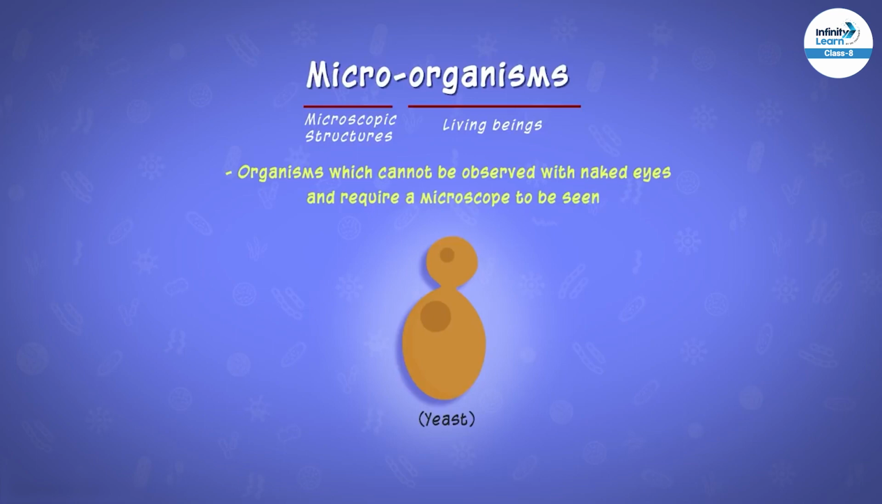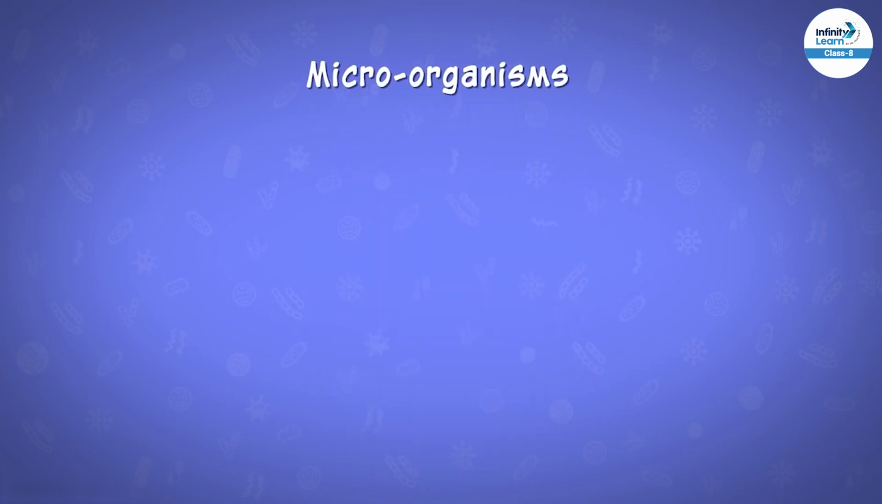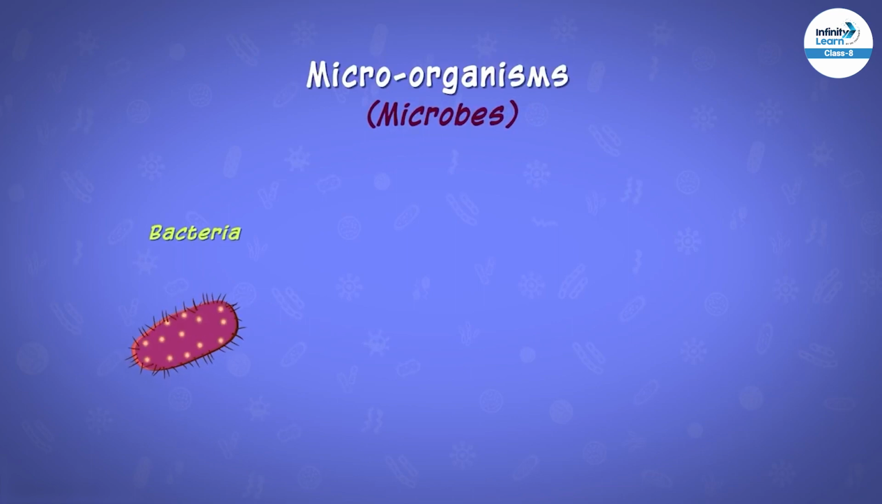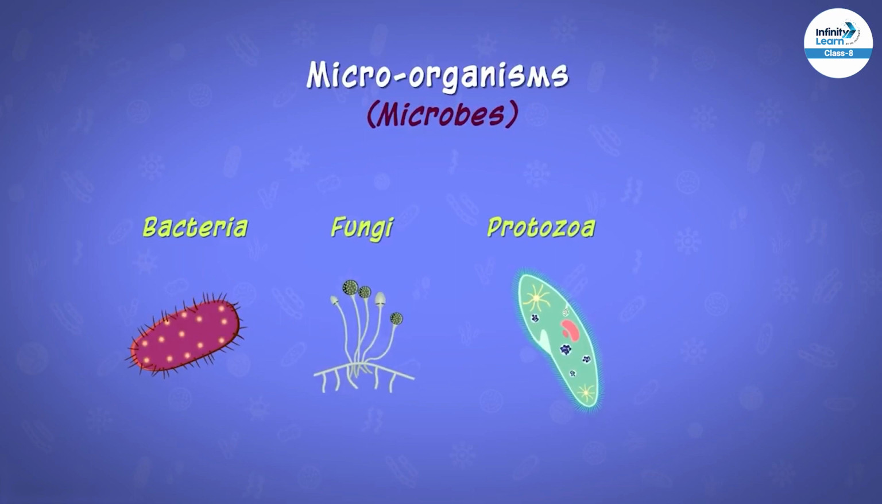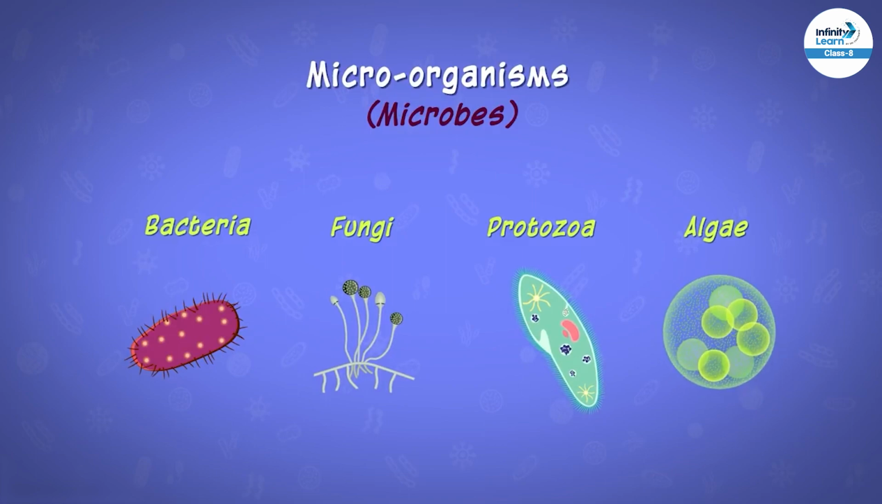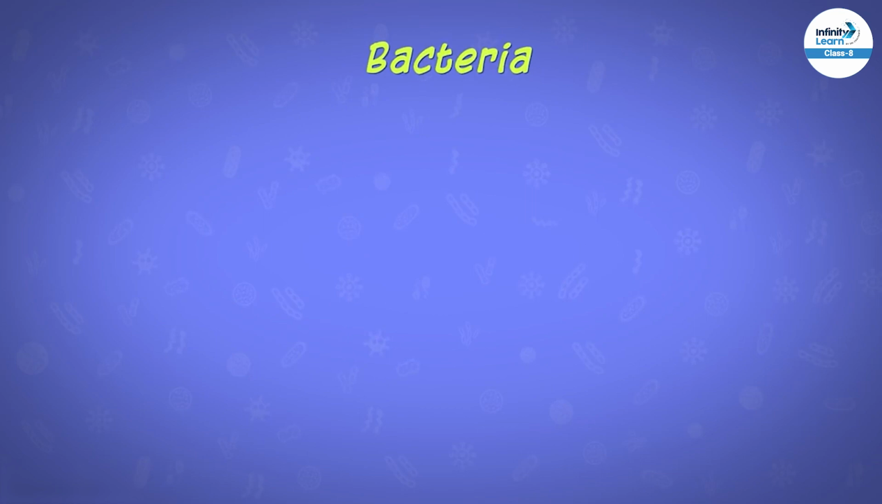These tiny creatures come in various shapes, forms and structures. For studying them, a proper categorization is really necessary. Thus, we classify these microorganisms, simply referred to as microbes, in 4 major classes: bacteria, fungi, protozoa and algae. Let's get introduced to each. Let us begin with bacteria first.